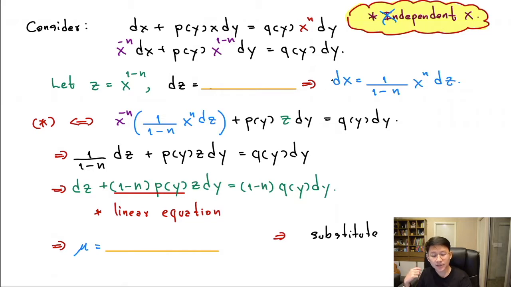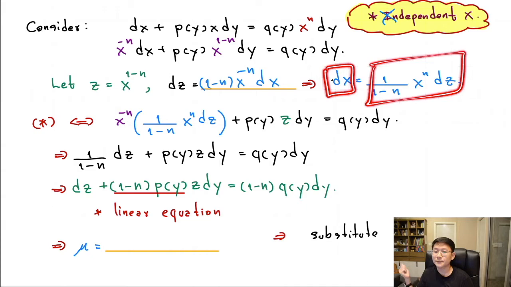After that, I let z be x to the 1 minus n. So that's the value of z, okay? So dz is, what is it? Dz would be 1 minus n x to the minus n dx, isn't it? So we move this to the left hand side, so we have dx is actually this.